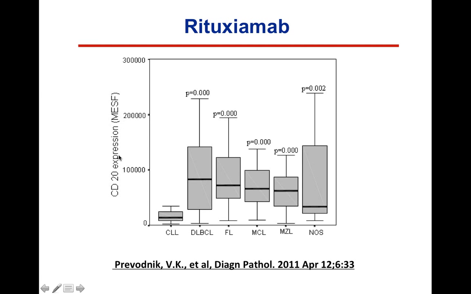Here's a CD expression, and these are the different types of B cell leukemias, except for CLL, different types of these leukemias. And what you'll notice is that rituximab can be used in a variety of these, and you don't have to memorize these. It's just evidence that there's a variety of B cell leukemias and lymphomas that express CD20. So as a consequence, rituximab can be used against these different kinds of B cell malignancies.